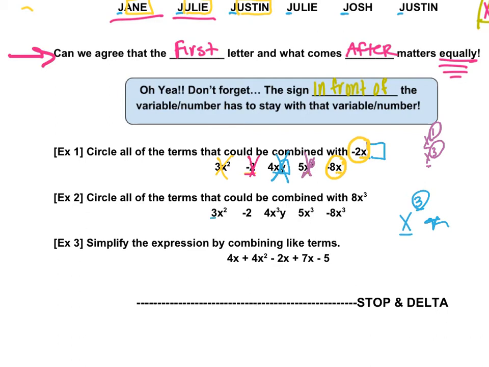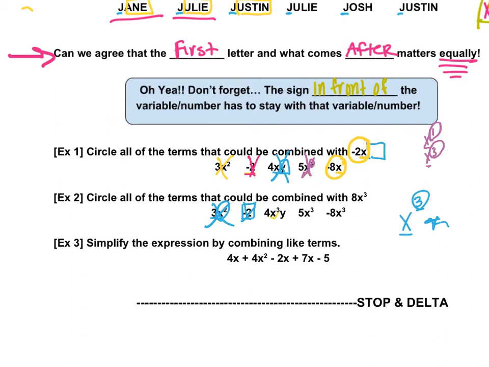So here we have 3x squared. It starts with an x, but it doesn't have a 3 after it, it has a 2 after it. So this might be a Justin, but we're looking for Justins, so that's not right. This is just a number, it doesn't even contain the variable x, so we can't even combine those. They're not talking about the same thing at all, so that's not a like term.